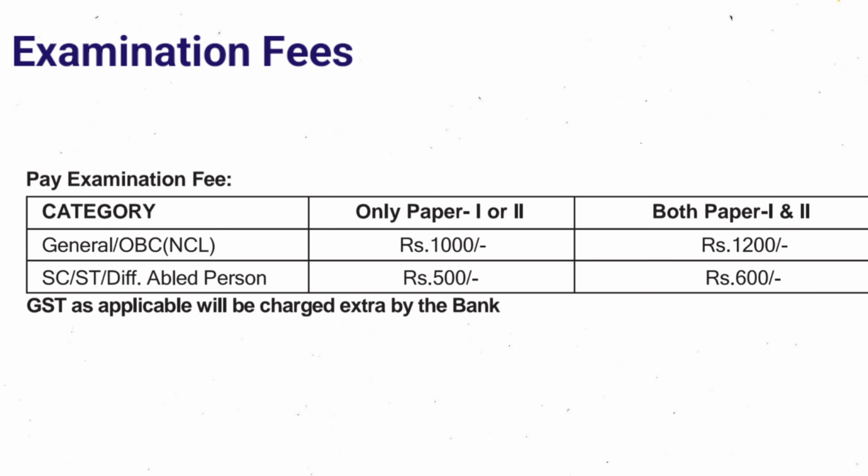Now let us see the fees for the CTET examination. For the general category, if they are applying for only one paper, which is either paper 1 or paper 2, they need to pay 1000 rupees. And if they are applying for both papers, the fees will be 1200. For SC, ST or PWD candidates, for a single paper, the fees is 500, and for both papers, the fees is 600 rupees.